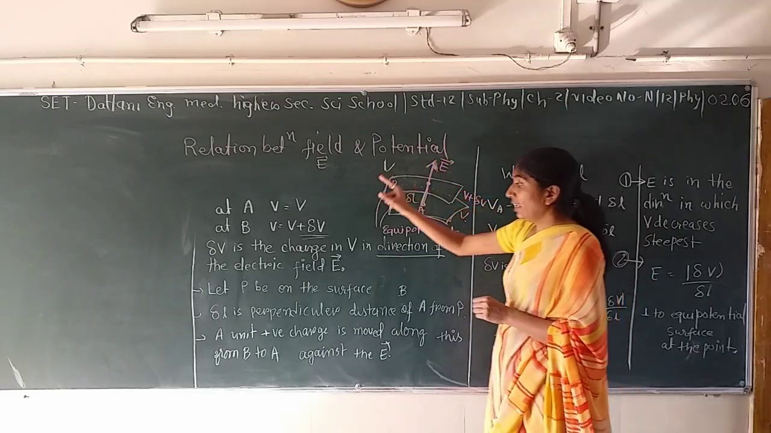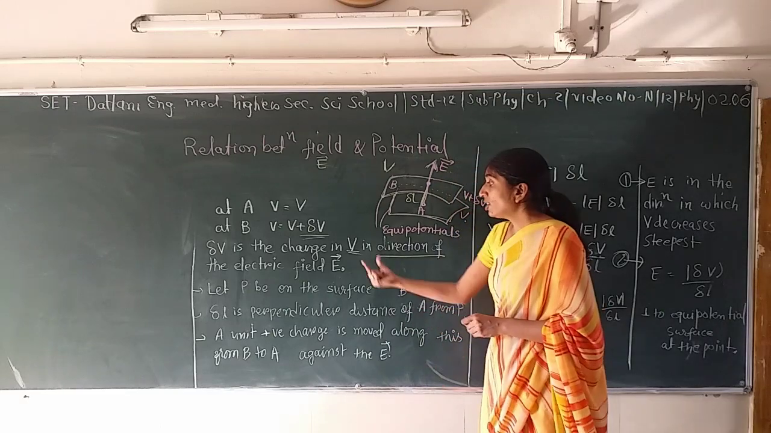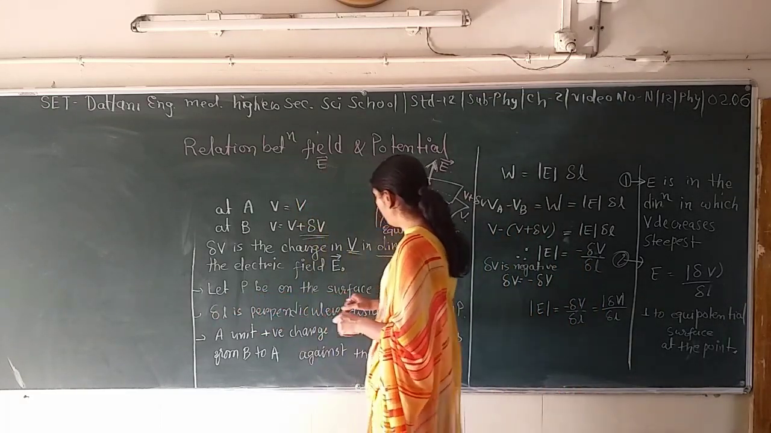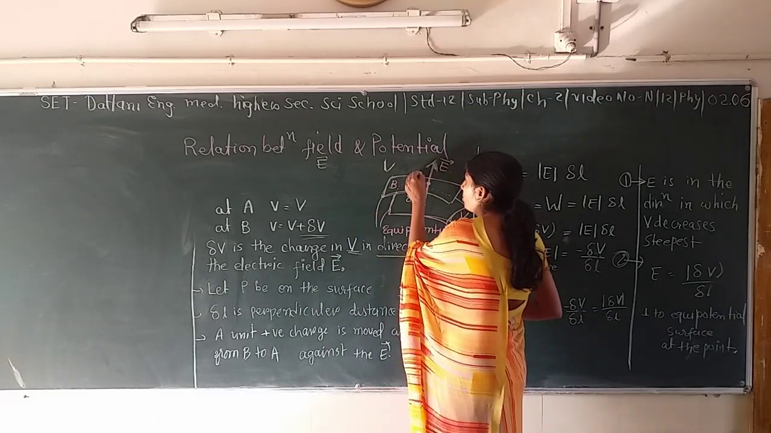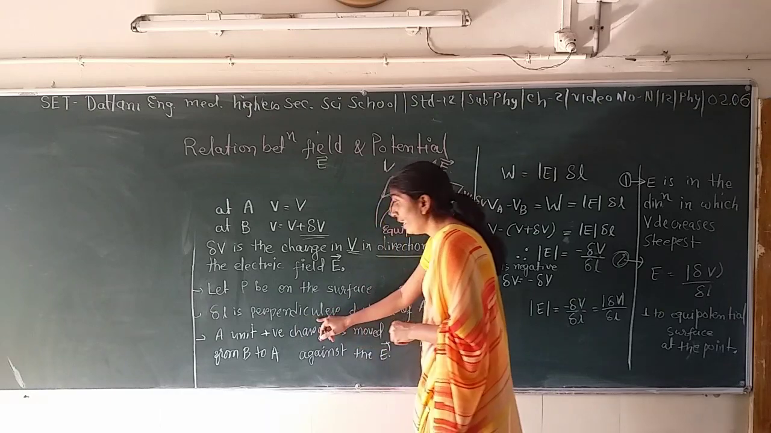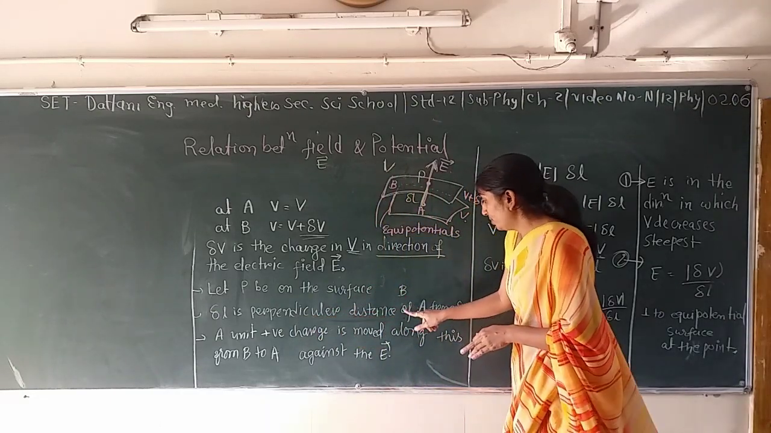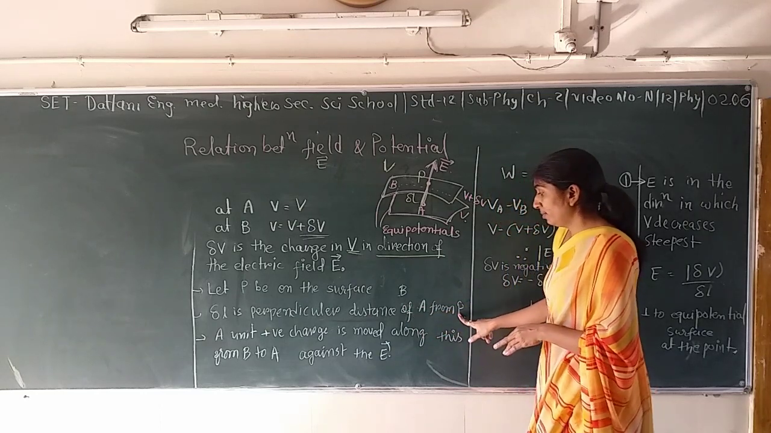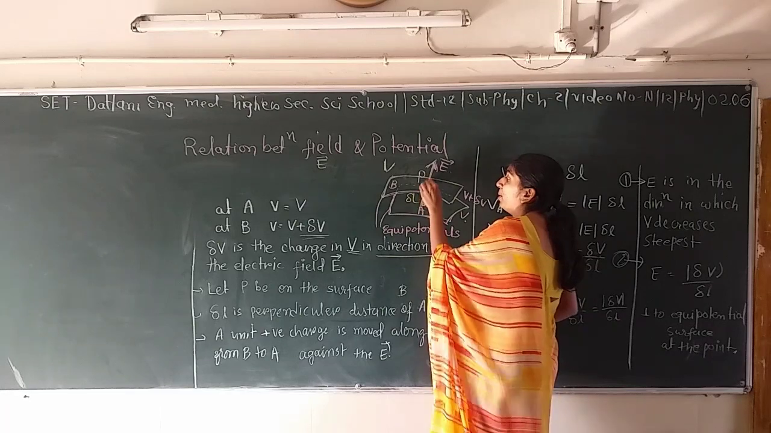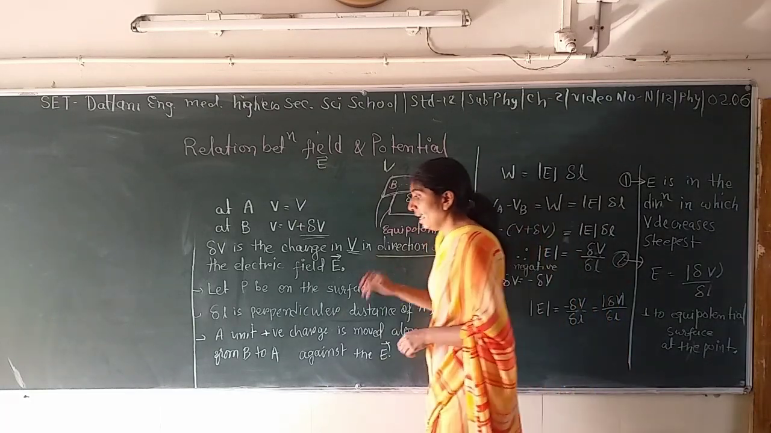Along the electric field, there is a change in V. What change? Delta V change. Let P be on the surface of B. On the surface, there is a point P. Delta L is the perpendicular distance of A from P. So this perpendicular distance AP is equal to delta L.